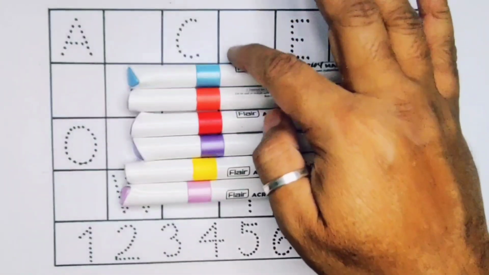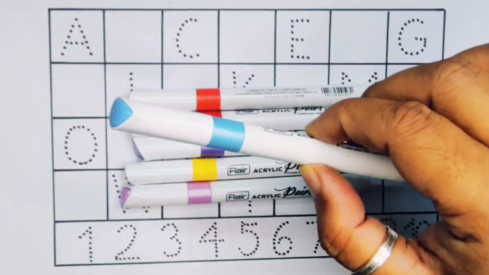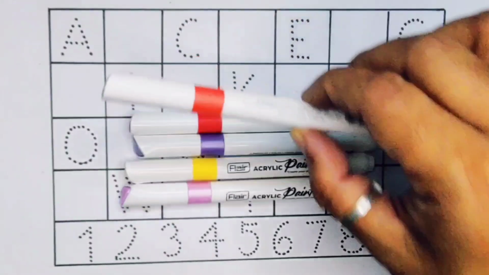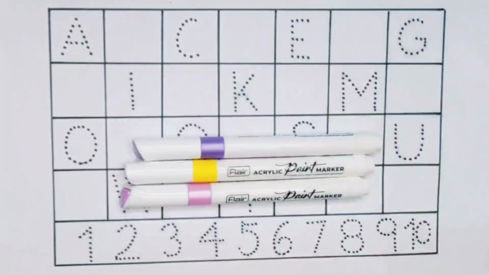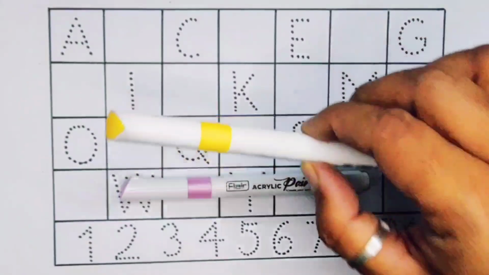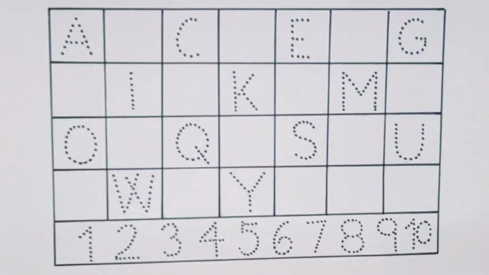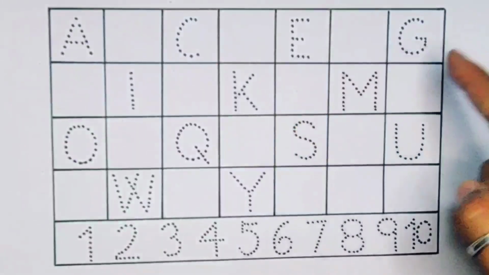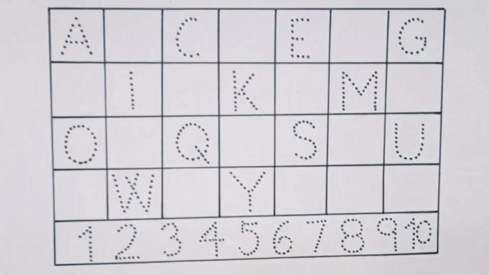First we're going to know the colors' names. Sky blue color, orange color, red color, purple color, yellow color and pink color. Now let's learn the alphabet A to Z and numbers counting 1 to 10.